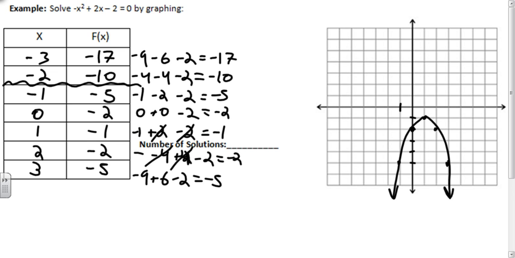Now again, in this case, we can notice that it never actually crosses our x-axis here. So in this case, our number of solutions is 0. There are no solutions. So if we had to write that out, we'd say x equals no solutions.